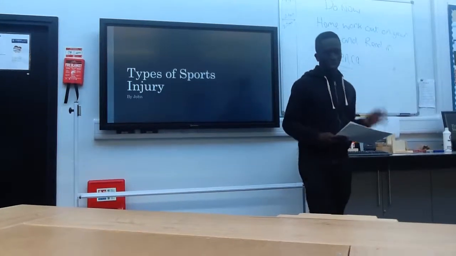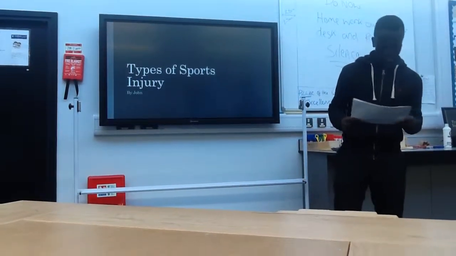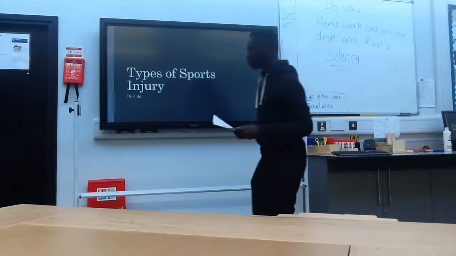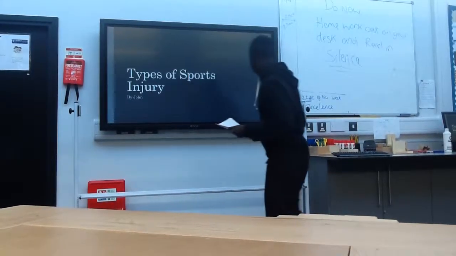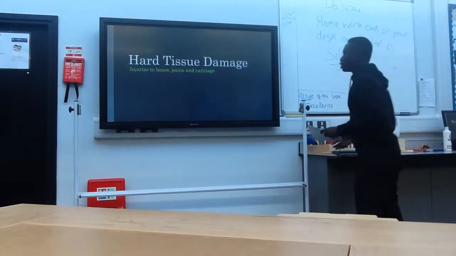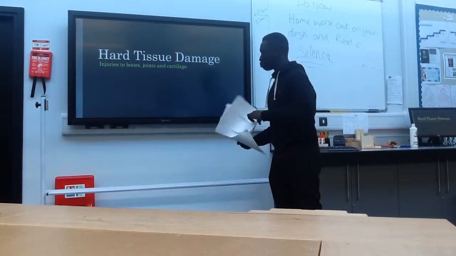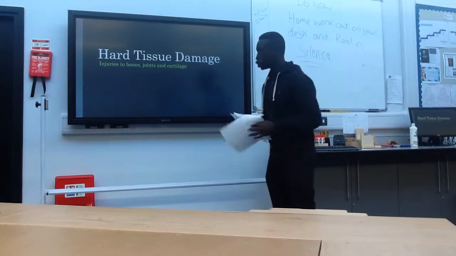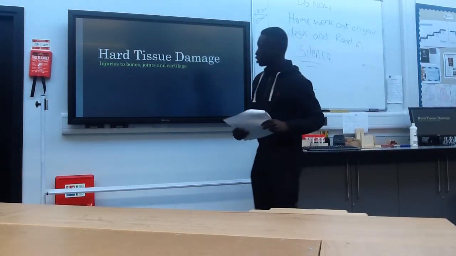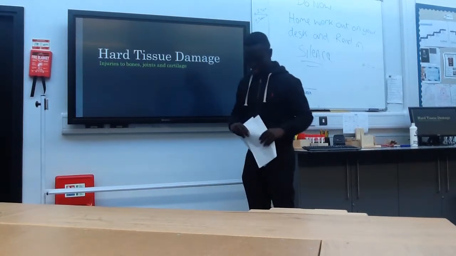Hi. Today I'll be talking about the types of sports injuries and the different types. There is hard tissue damage and soft tissue damage. But first I'll be talking about hard tissue damage. Hard tissue damage is injury for bones, joints and cartilage.